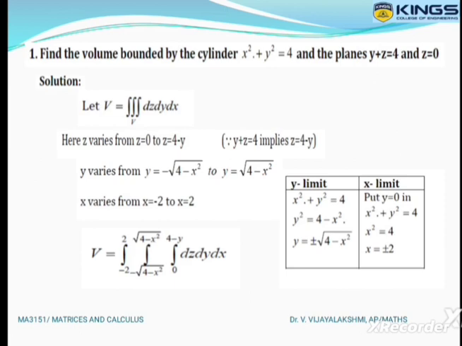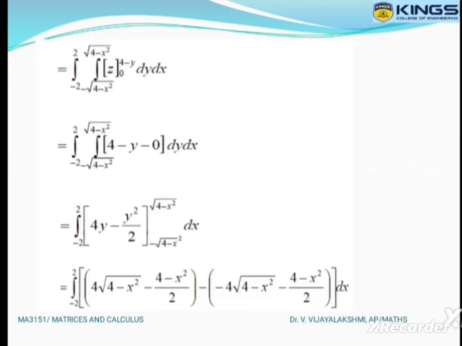Our first integration is with respect to z, so we integrate with respect to z over the limit 0 to 4 minus y. Here we have the term integral dz. So integral dz is z over the limit 0 to 4 minus y, dy dx. Now apply the limits: upper limit 4 minus y minus lower limit 0, into dy dx. 4 minus y minus 0 is 4 minus y.